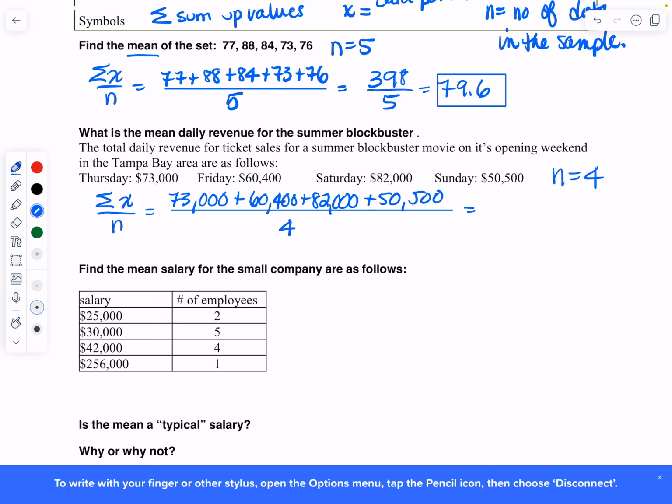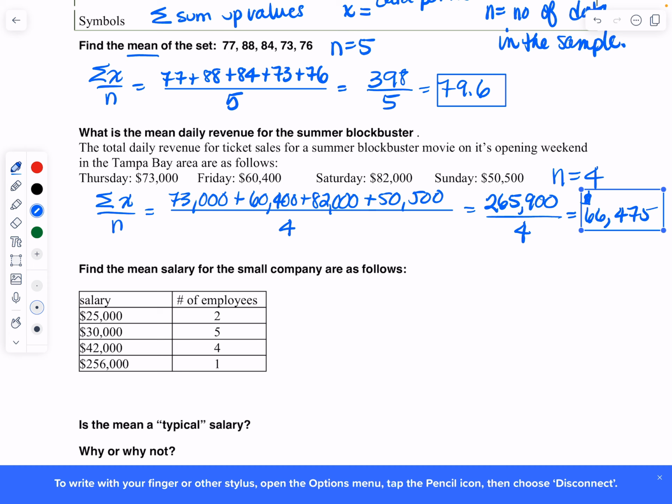I'm just making sure all my values are okay before I hit enter. And I'm going to hit enter and I get 265,900. And I'm going to divide my answer by 4, and I get $66,475. That is the average of that Blockbuster.